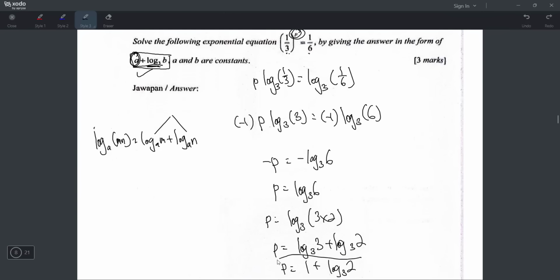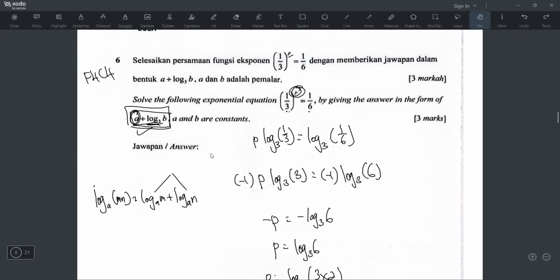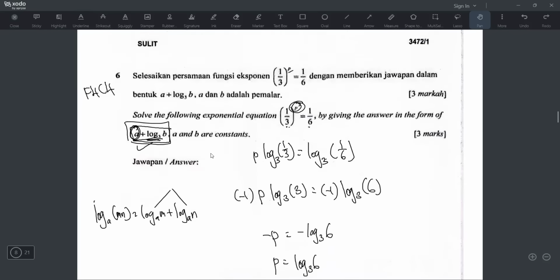And as you can see, this answer is exactly in this form, where your A is 1, your plus log 3 is also matched, and then the B is 2, right? But I don't think you have to write A equals 1, B equals 2, unless the question says find A and B, but they never say that. They just say give the answer in this form. So I will just stop here. I think done already. That's the answer. It's already in the form they want. So this is worth 3 marks. So not too bad. That's all. Let's continue.